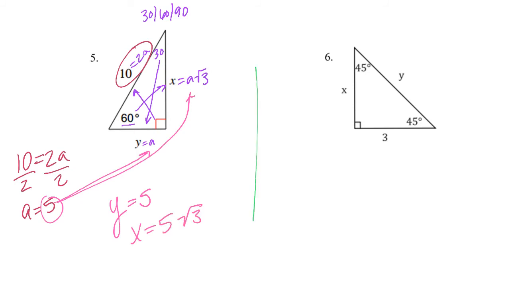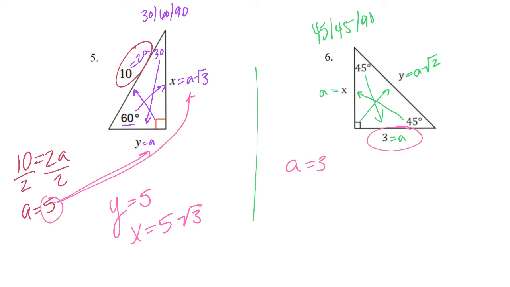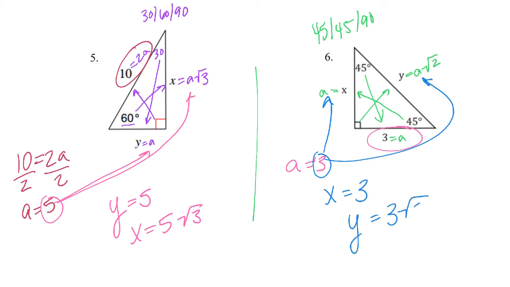All right, looking at number 6, it's going to be a 45, 45, 90, and all the angles are actually written in already for you, which is nice. So the ones across from the 45s are going to be the A's. And the one across from the 90 is A root 2. So we know that A is 3. It's written right here. So A equals 3. So then we need to take that 3. Let me throw it on a different color. And plug it in. So then X equals 3 and Y equals 3 root 2.